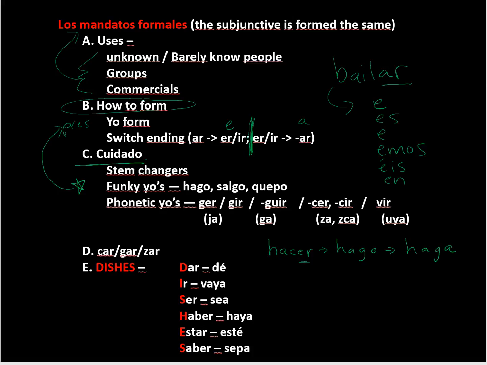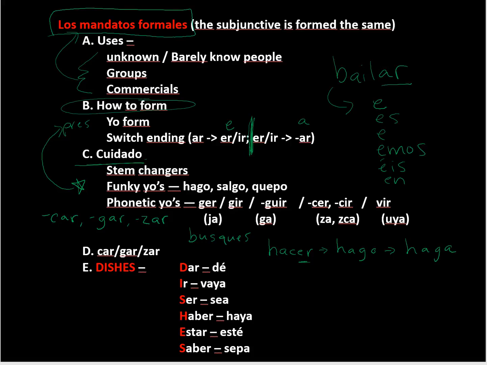Phonetic changes. You have your car, gar, zar. These are important too, but we can't forget these guys. Car, gar, zar. So all of those are important for this. So buscar, quiero que busques. Okay, so this is how to form, and again, you had all these for your formal commands.